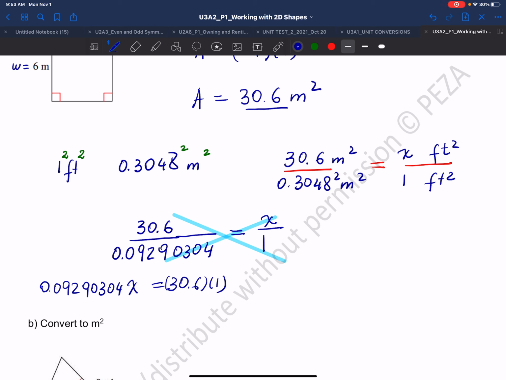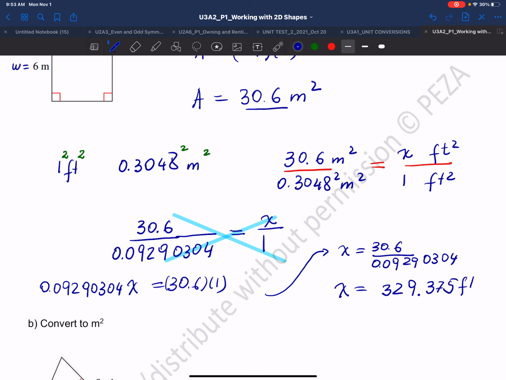And to isolate x from its coefficient, we will have to divide both sides by the coefficient 0.09290304. So x equals 329.375 feet squared. And if you want to round to the nearest one decimal, that would be 329.4 feet squared.